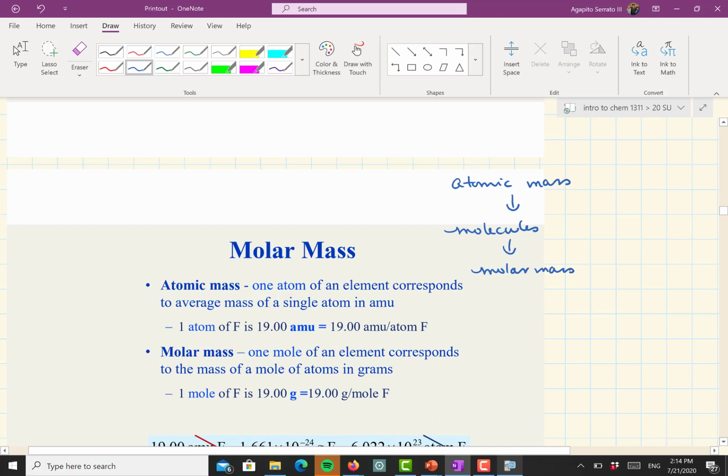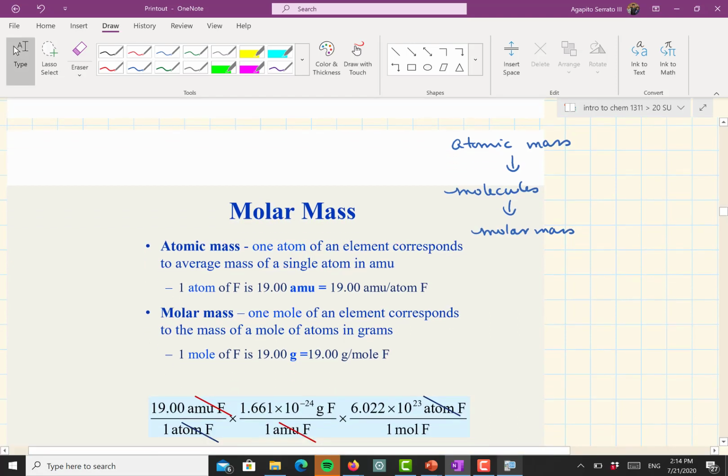And we're defining atoms, molecules, and then being able to define molar mass for these particles. So like we said earlier, the atomic mass of a single atom of an element is the average mass of a single atom in atomic mass units. All right? So like we said, one atom of fluorine is 19 AMU, therefore 19 AMU is how many AMUs there are per atom of fluorine.